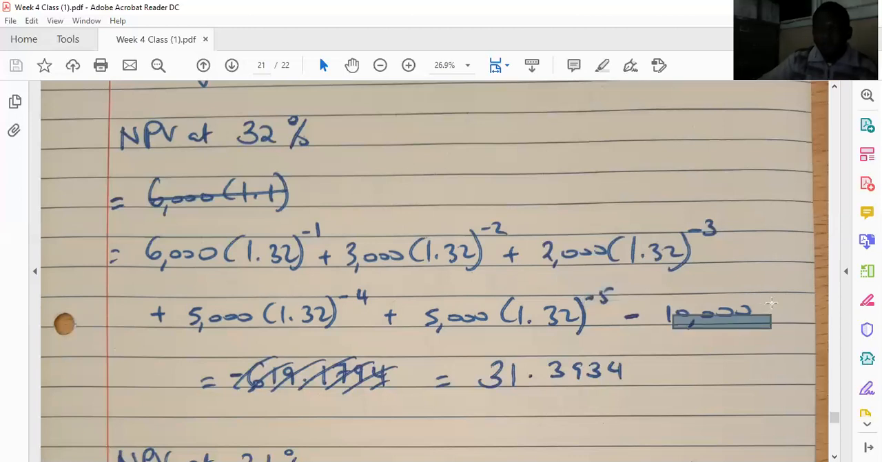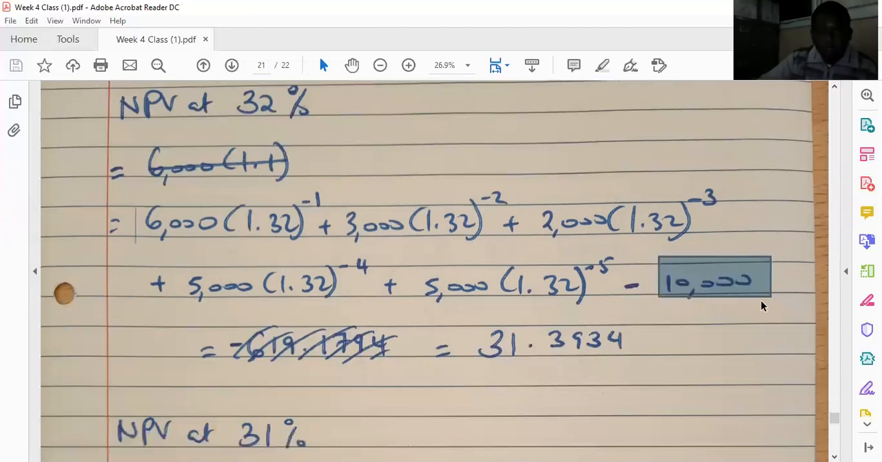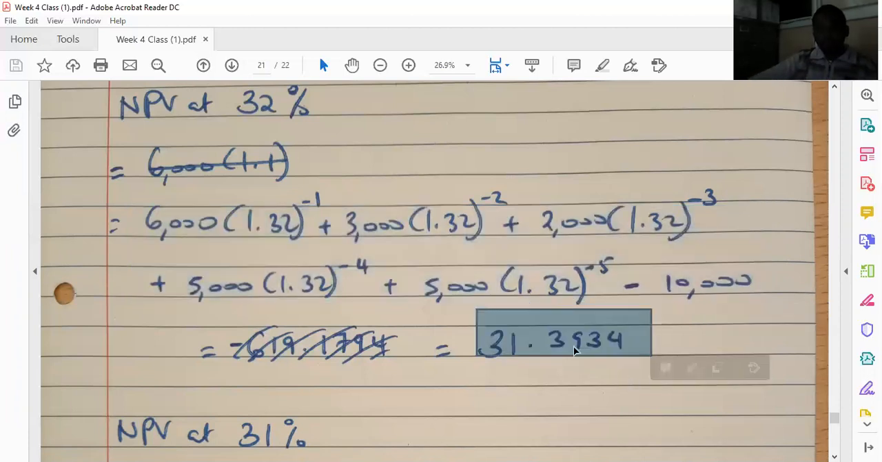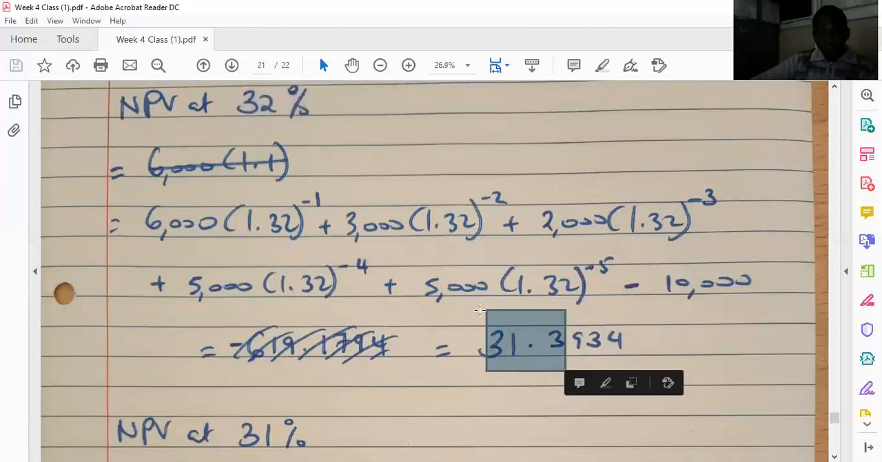In this one there's no need to discount, because if we discounted it, it would be 10,000 times 1.32 raised to the power of 0, and anything raised to the power of 0 equals 1. So there's no point of discounting 10,000. Working this out, we get an NPV equal to 31.3924. So you get this NPV at a 32% discounting rate. So we have our positive NPV.